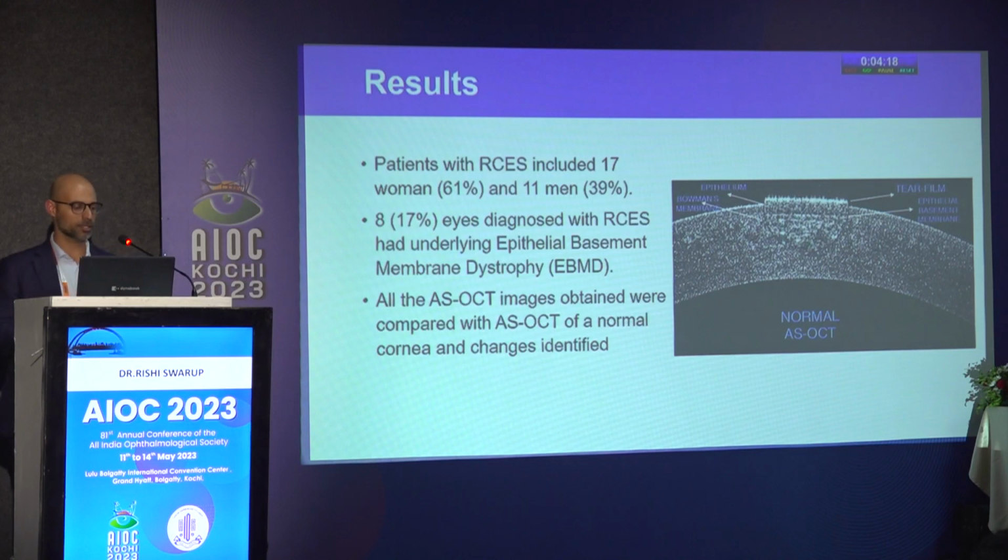So this is what the results look like. The patients were predominantly female. 8 of these eyes had epithelial basement membrane dystrophy, which is 17%. All these images were compared to a standard normal ASOCT, as is shown in the image on the right. So you can see 2 hyper-reflective lines. One is the tear film and one is the epithelial basement membrane.